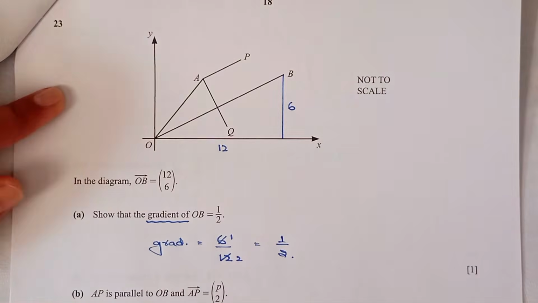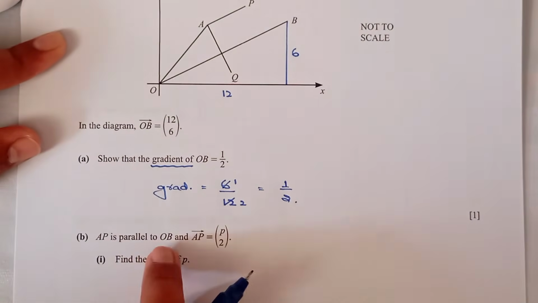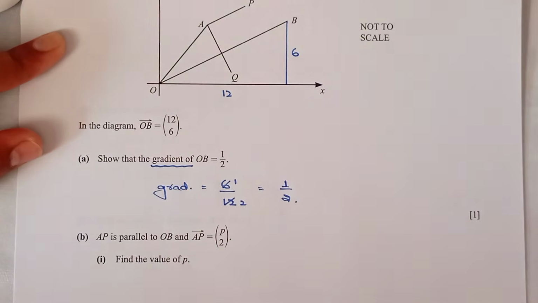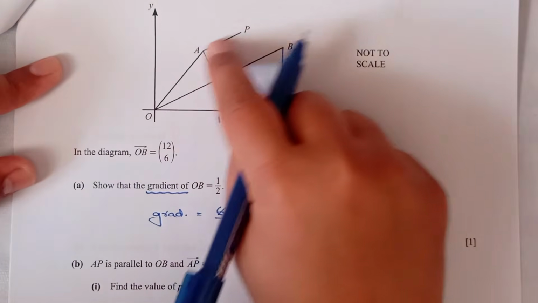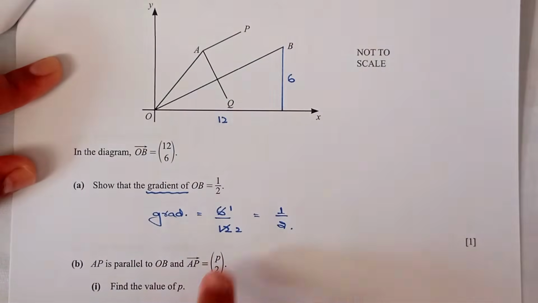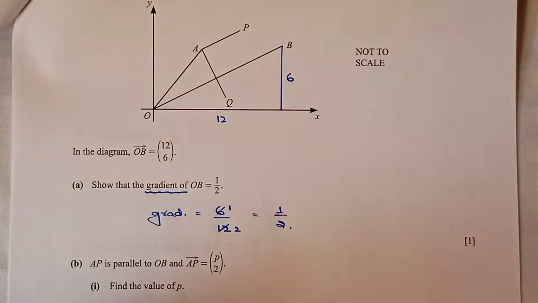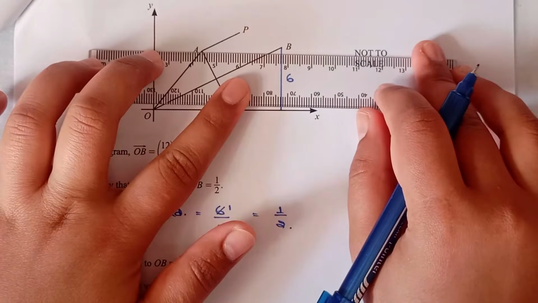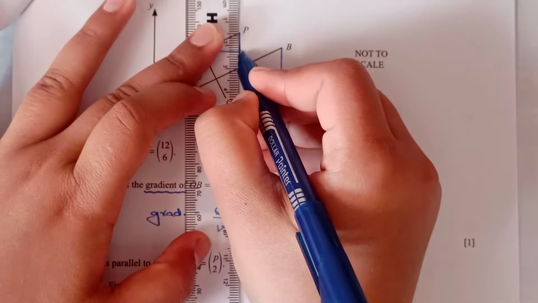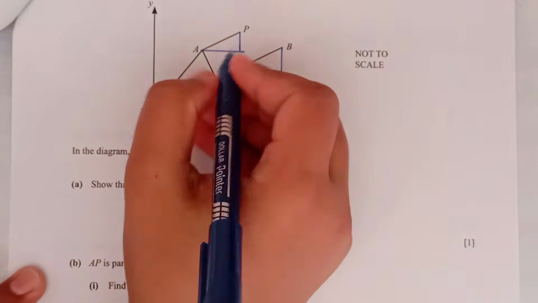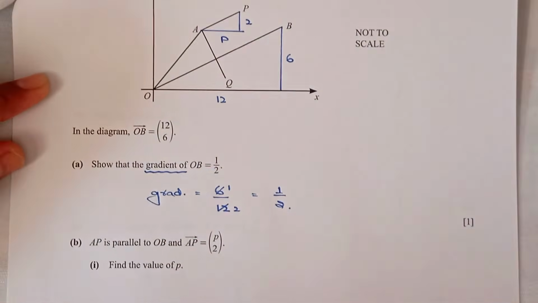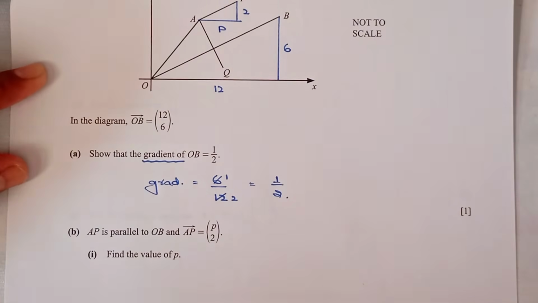Okay, now for the B part, AP is parallel to OB and AP is (p, 2). Okay, so this is AP. This line is parallel to OB and AP is given to us, that is (p, 2). So if I make a triangle again here, AP is (p, 2), which means the x value is p and the y is 2, right? Okay, so in part A, find the value of p.